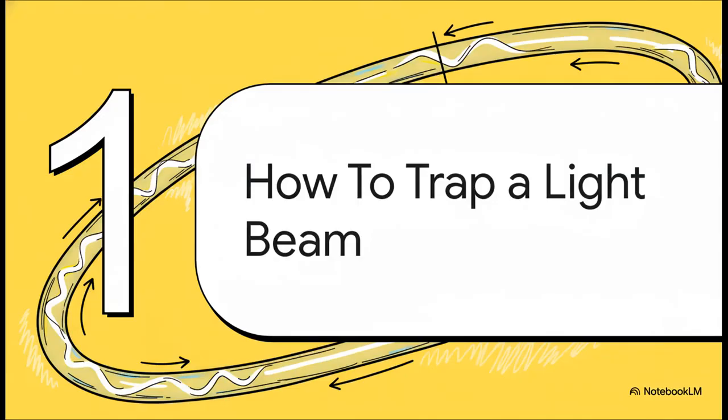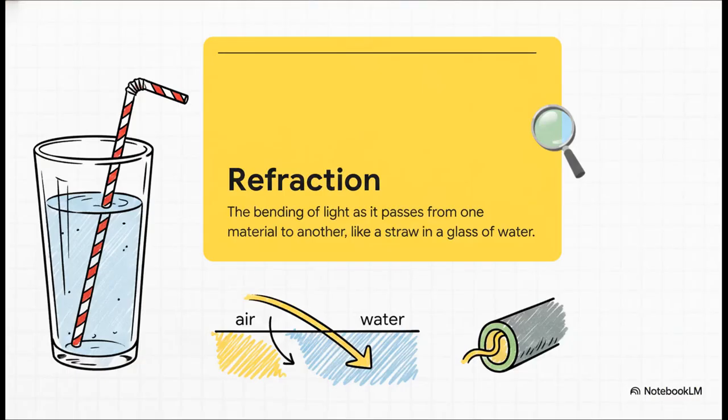Okay, so first things first, we have a huge problem to solve. How on earth do you trap a beam of light? I mean, light travels in straight lines. If you shoot it down a glass wire, what's to stop it from just leaking out the sides? Well, the answer starts with something you've seen a million times. It's called refraction. It's just the way light bends when it goes from one thing to another, like from the air into a glass of water. You know how a straw in a glass always looks like it's broken right at the surface? That's refraction. And that little bend is our first big clue.